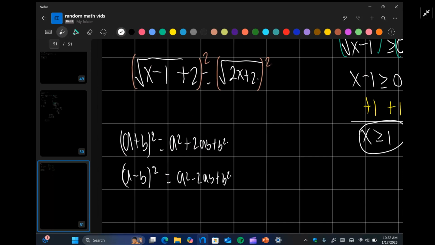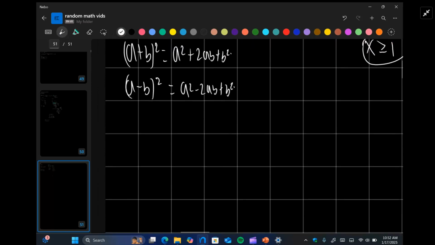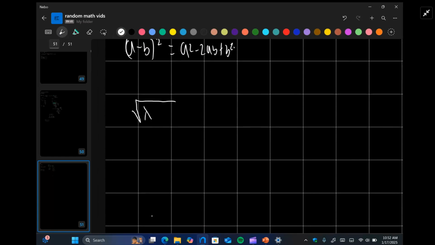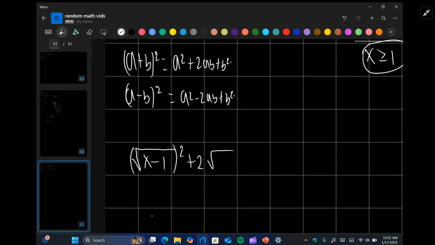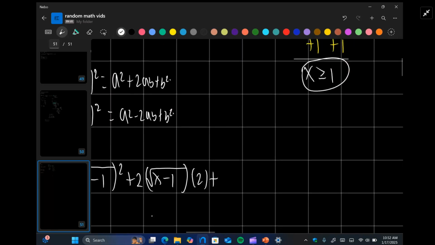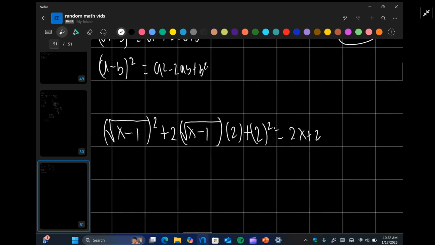But here we have x. So the first one, we're going to use it. So we have the square root of x minus 1 squared plus 2 times the square root of x minus 1 times 2 plus 2 squared, okay, is equal to 2x plus 2, because again, the squared and the square root cancel out.